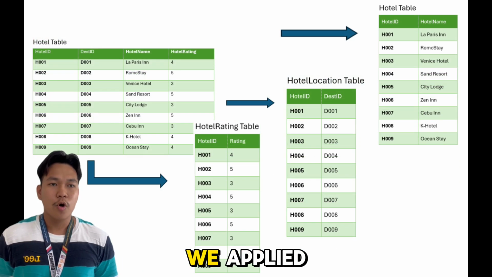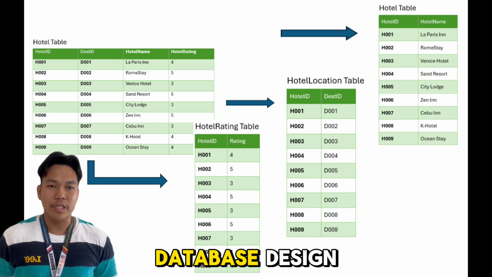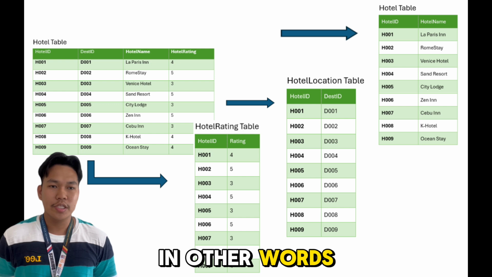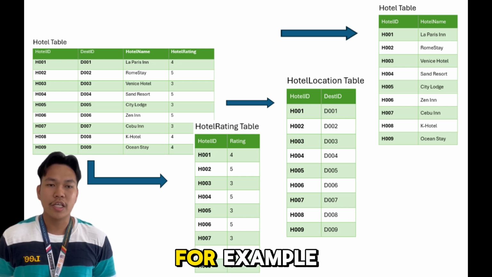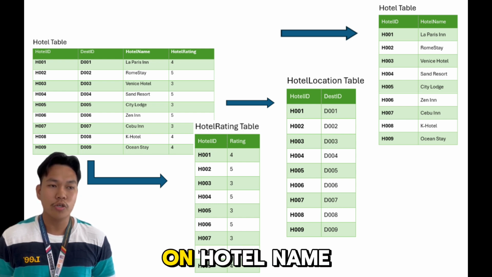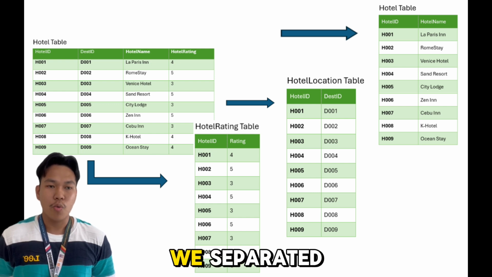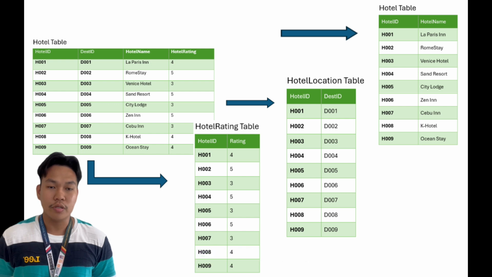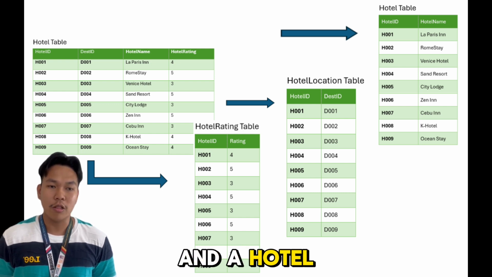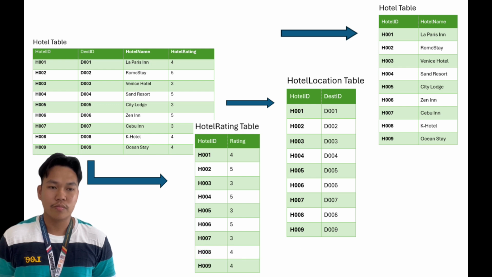In deliverable 2, we applied third normal form to our database design. 3NF requires that there are no transitive dependencies. In other words, non-key attributes must not depend on other non-key attributes. For example, in our 2NF structure, hotel location and hotel rating were still indirectly dependent on hotel name. To fix this, we separated them into new tables: a hotel table for basic hotel information, a hotel rating table for hotel ratings, and a hotel location table for hotel locations.